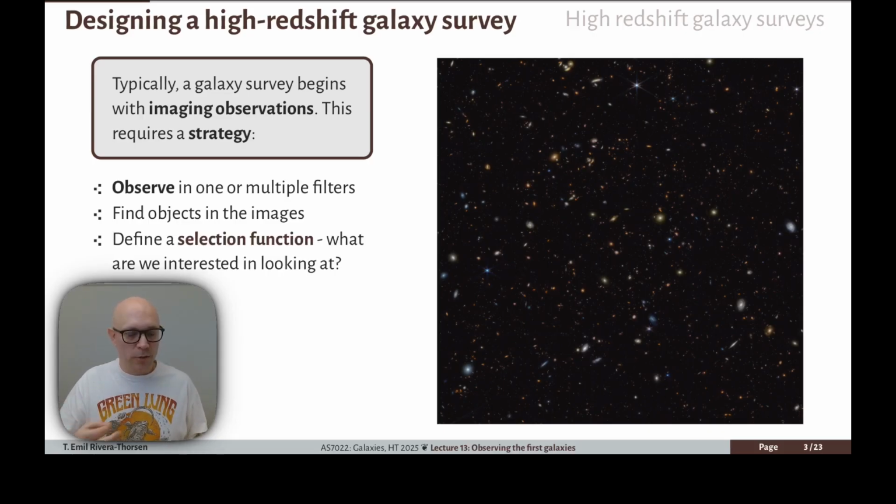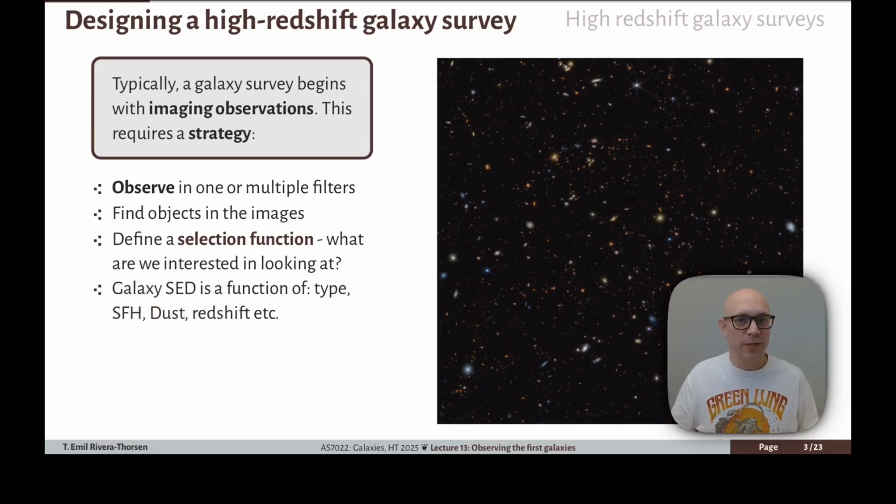And after we've found all the things in such an image, we need to define a selection function. We need to figure out what we want to look at, and we need to formulate this in a way such that we can quantitatively pick the objects that we want to look at that seem to be the most promising candidates for high redshift galaxies. And there's basically two main avenues to take when we want to do this.